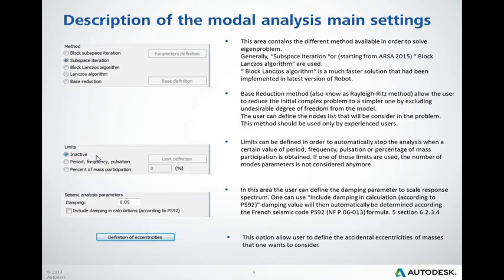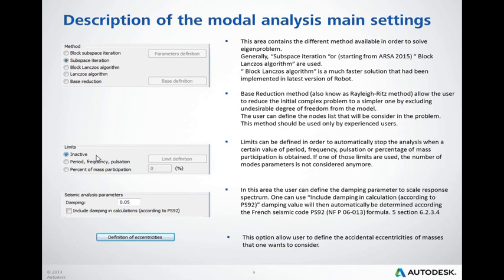There are a few modal calculation algorithms. Commonly used is block subspace or subspace iteration. The block Lanczos algorithm is a much faster solution that has been implemented in the latest version of Robot. Limits can be defined in order to automatically stop the analysis when a certain value of period or frequency or pulsation or percentage of mass participation is obtained. If one of these limits is used, the number of modes parameter is not considered anymore.